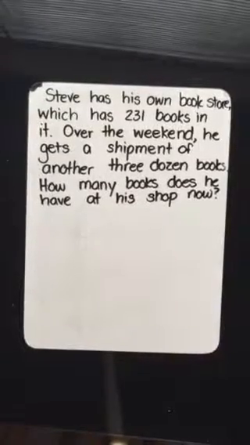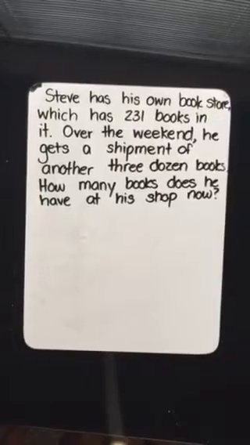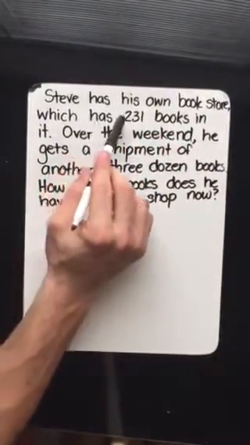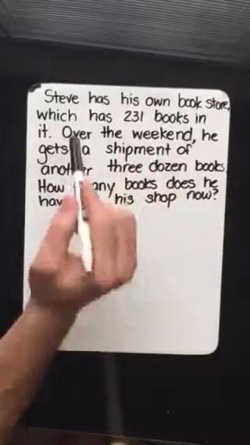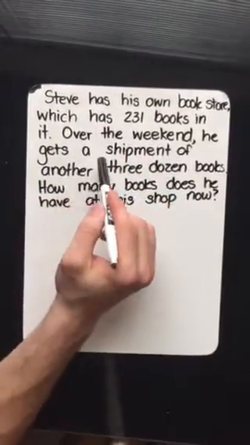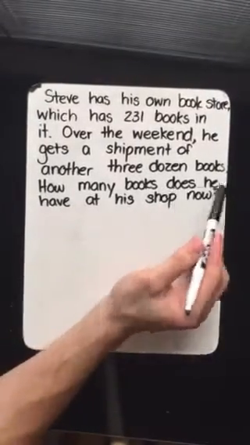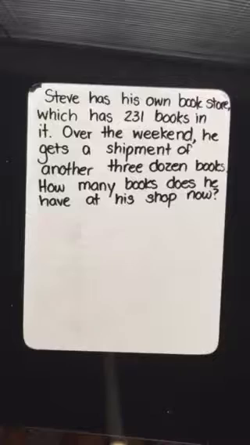So we have a word problem here where we're going to solve it with what's called a bar model. So let's read the word problem. It says, Steve has his own bookstore, which has 231 books in it. Over the weekend, he gets a shipment of another 3 dozen books. How many books does he have at his shop now?